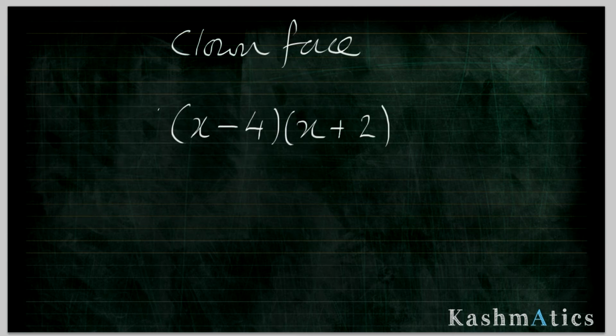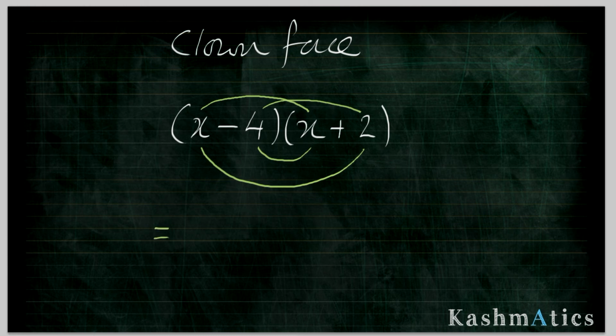Now the last method, the clown face method, is just a variation of the FOIL method. And just like before, I drew the connecting sort of lines to say which terms have been multiplied. You do something similar here. So you'd multiply the x by the x, the minus 4 by the 2, the minus 4 by the x, and the x by the 2. And it makes some sort of clown face if you can see it. It's basically just a way of making sure all the terms in the first set of brackets are multiplied by all the terms in the second set of brackets. And that's all it is.